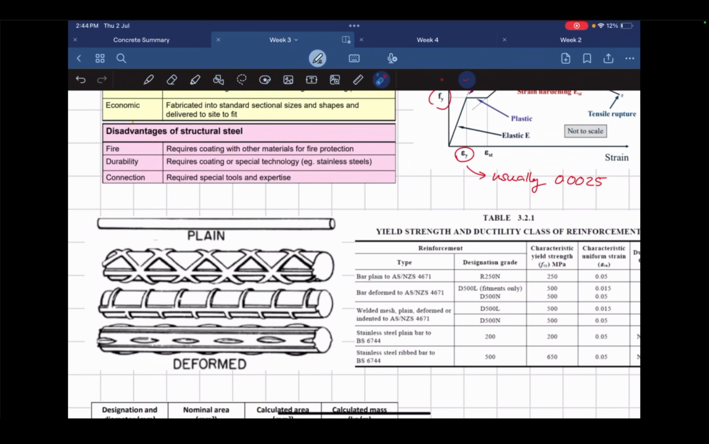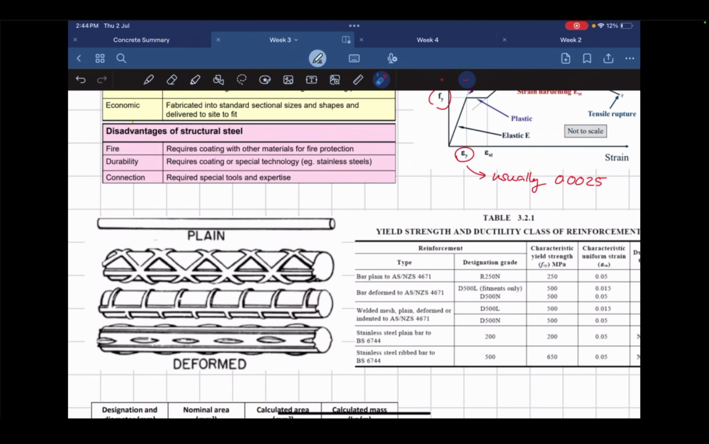Does anyone know why we would prefer deformed bars over plain bars? Perfect, yeah, exactly. I don't know why there are so many different types. Usually in Australia, the ones that we use look like this. 500 grade bars are the industry standard.